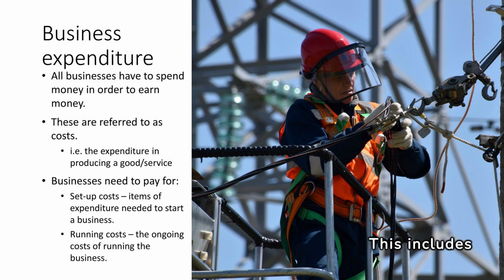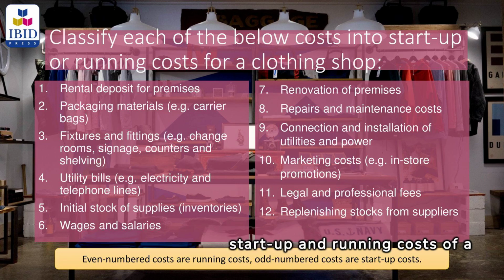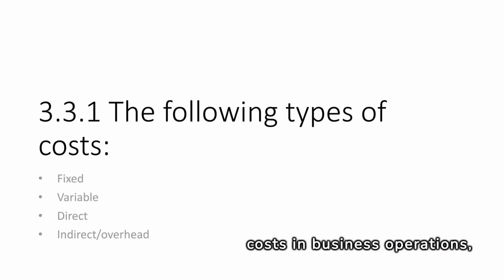This includes setup costs and running costs. Differentiate between startup and running costs of a clothing shop, such as rental deposit, renovation, wages and salaries, marketing costs, and more. Learn about the types of costs in business operations, including fixed, variable, direct, and indirect overhead costs.